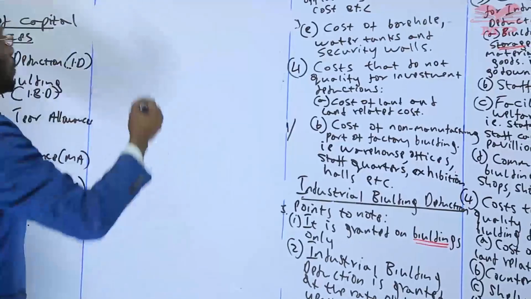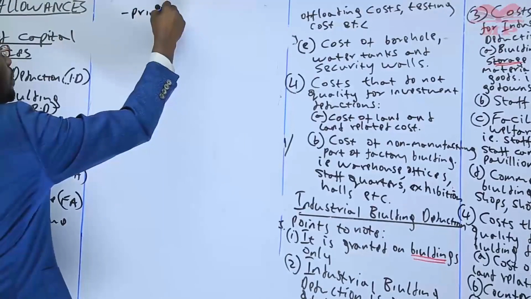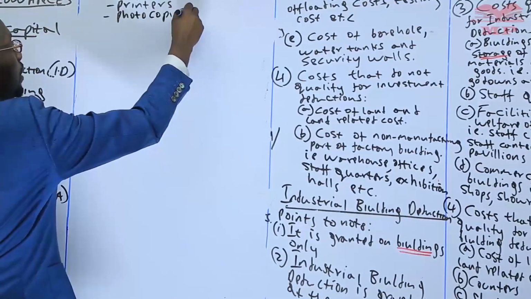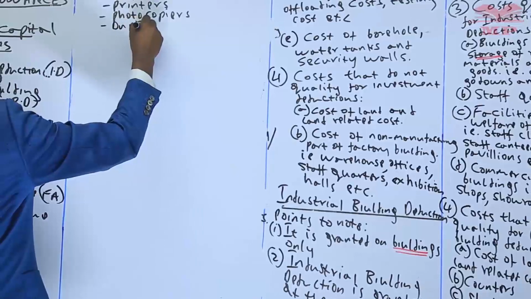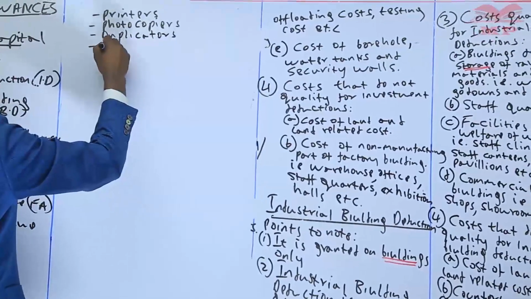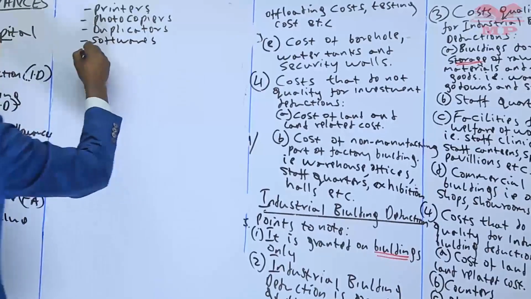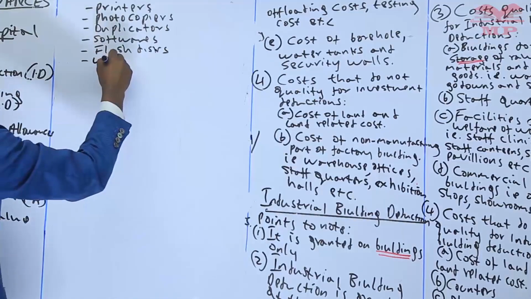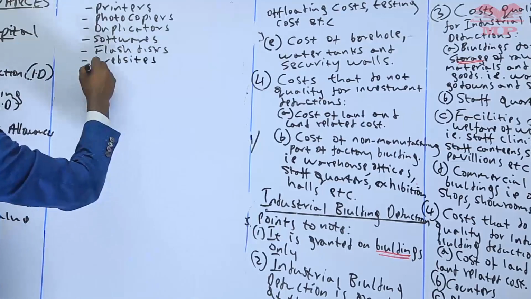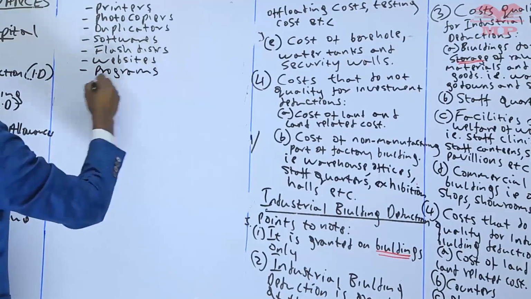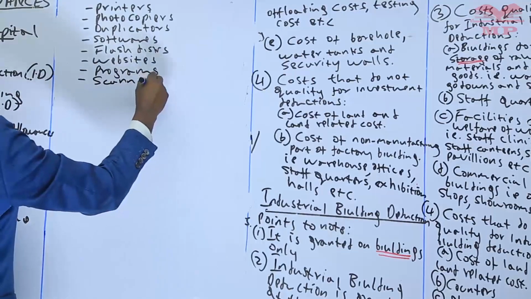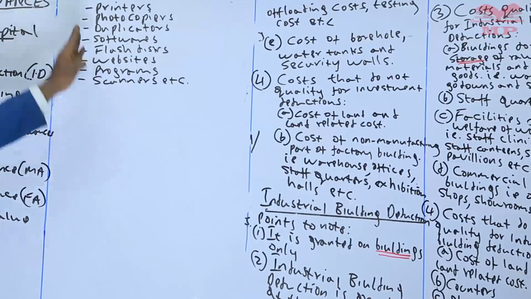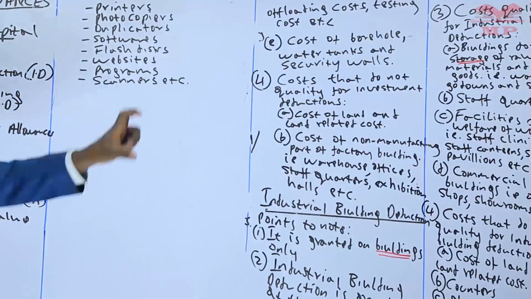So they include, we can have printers, photocopiers, duplicators, softwares, flash disks, websites, programs, scanners, etc. And any other item that you come across that can be attached to a computer, it's supposed to be 25%, and a computer and its attachments, 25%.